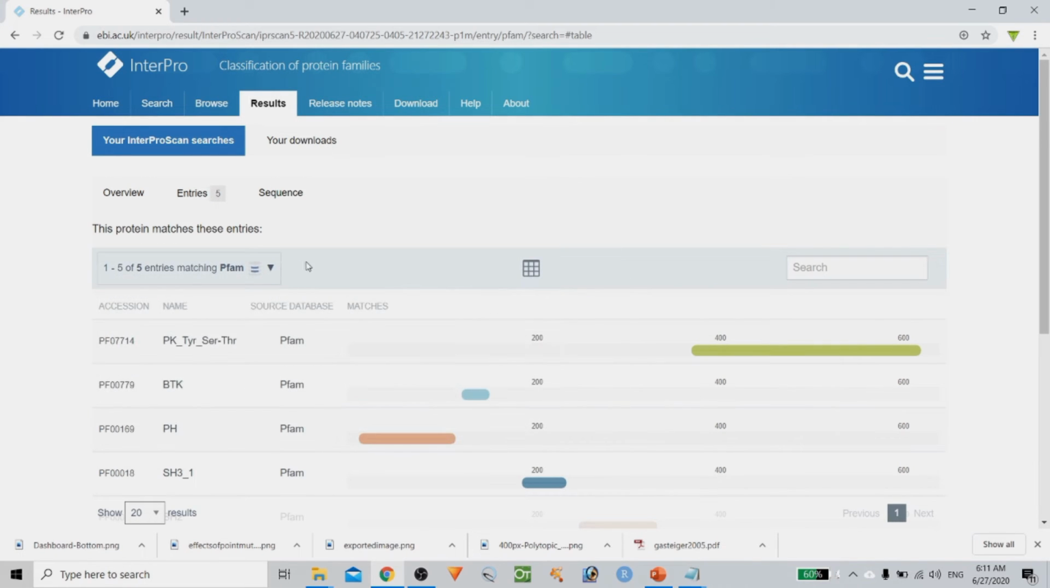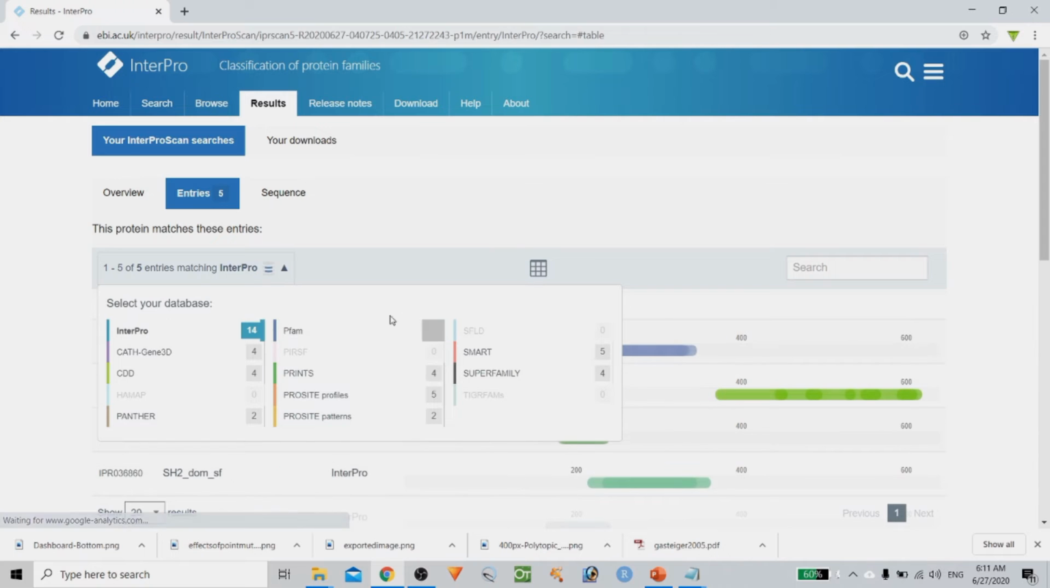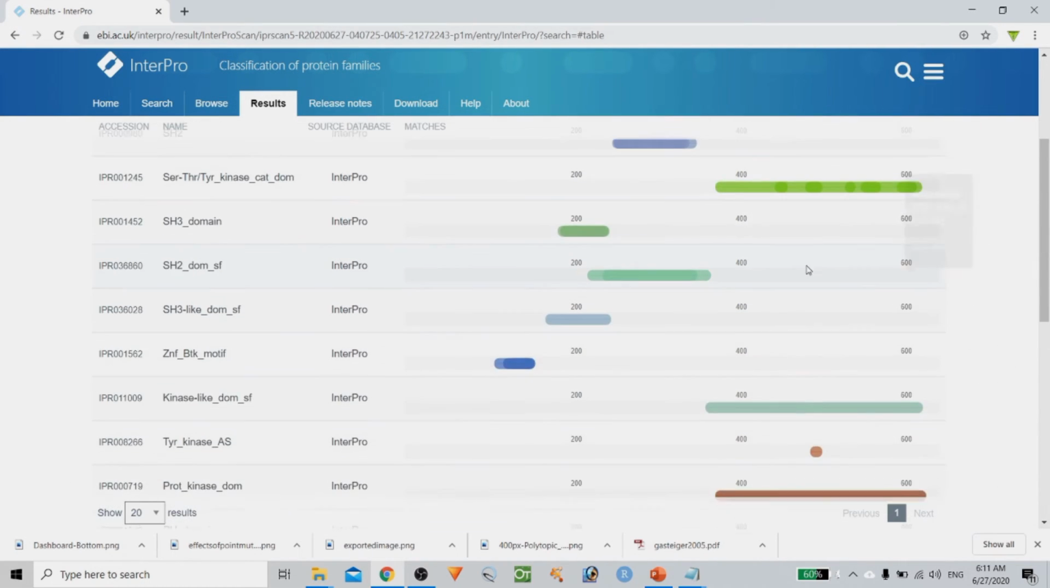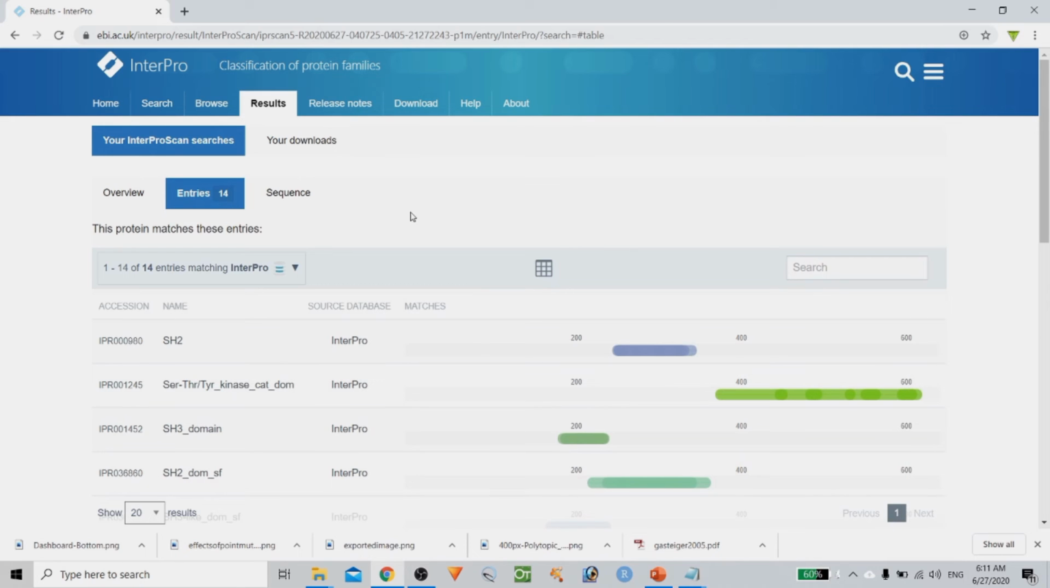If you want to look at only InterPro, you just go for it. You can see here the 14 different domains that have been predicted. Like this, you can easily understand or predict the domain information by using InterPro. Why it is unique is that it has a combination of 14 different databases in InterPro. That's why we always prefer to use InterPro prediction for domain analysis.